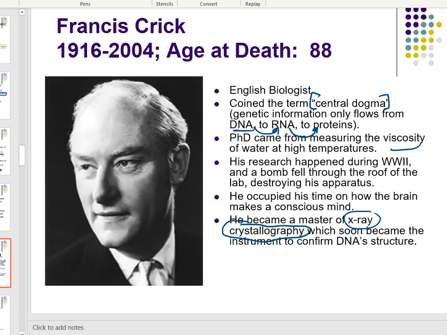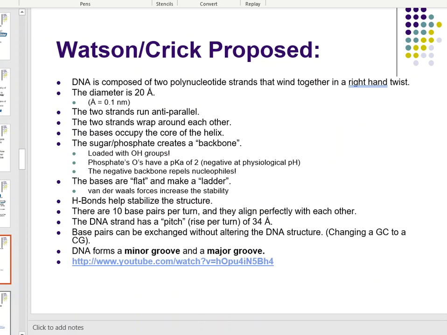So this X-ray crystallograph is going to come around and it's going to help confirm the structure of DNA. So these two people kind of work together. You always hear about Watson and Crick, and you always hear about the discovery that they did. So this is what they proposed. All right, this is kind of a summary of everything that they went through and detailed and provided us documentation on. So number one, up here at the top, is that DNA is composed of two strands.